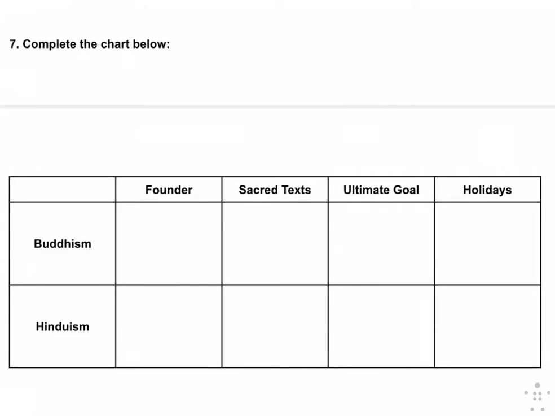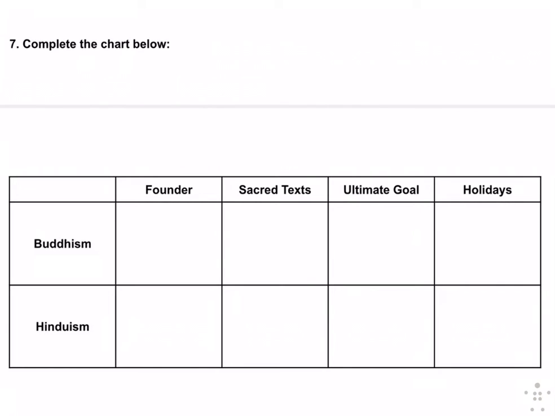Now, that is their sacred text. Their ultimate goal is to reach nirvana, so they believe in reincarnation, and they're going to be reincarnated until they collect enough good karma to reach nirvana. Now, their 2 holidays that are important are Obon, which is celebrated in Japan, and Vesak, which is spelled Fesak, which is a Buddhist holiday, and it is celebrated whenever the life of Buddha himself, his birth, his enlightenment, and then his death. So those are the holidays for Buddhism.